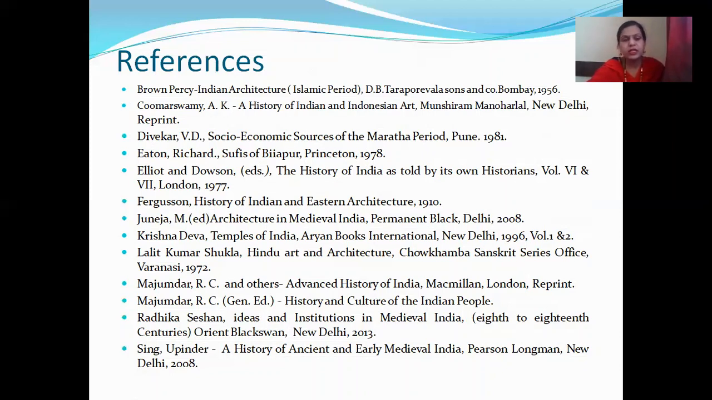Even recently, Radhika Seshan has written a book, Ideas and Institutions in Medieval India, which gives information about ideas and institutions related to the Delhi Sultanate to the Mughals. So this book is also very, very helpful to you. Even Upinder Singh's book, History of Ancient and Early Medieval India, and Medieval Indian Art and Architecture: Rulers and Their Contribution, very briefly, this book gives you information.